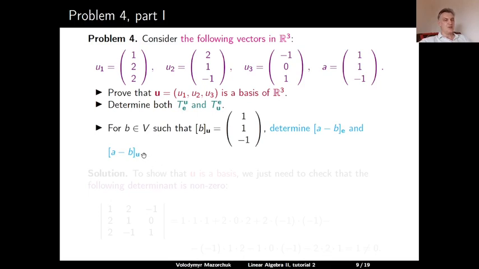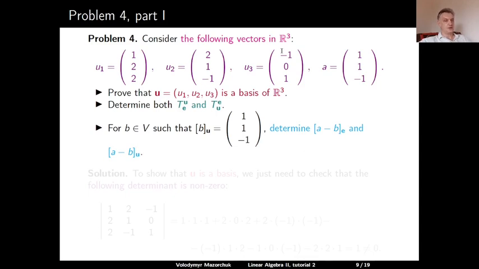For the element B in R3, such that the coordinates of B with respect to the basis U are 1, 1, minus 1, determine the coordinates of the vector A minus B in the standard basis and in the basis U. So in our collection bold U, we have three vectors, U1, U2, U3, and we know that R3 has dimension 3.